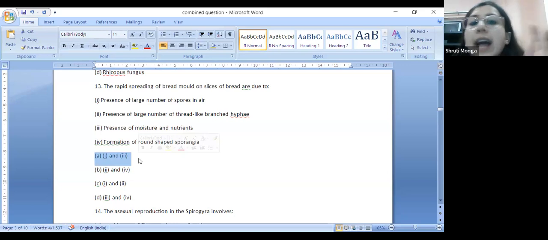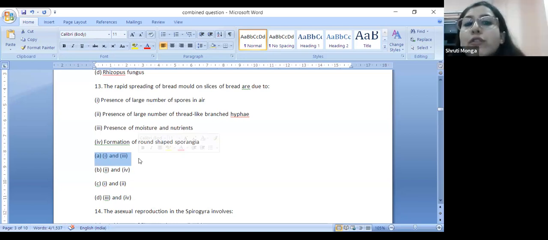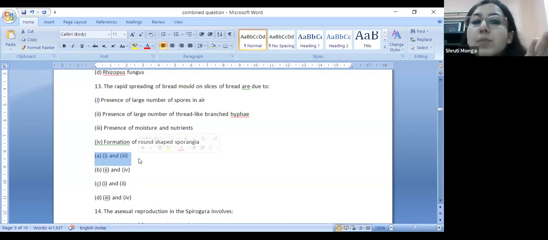The other option, presence of large number of thread-like branched hyphae, is not a condition that is required. This is actually the structure of the fungus, already present in it. So this is not the answer. Fourth, formation of round-shaped sporangia. Again, this is also the structure of the fungus. This is not telling you the reason why the bread mold is spreading rapidly on the bread slice.